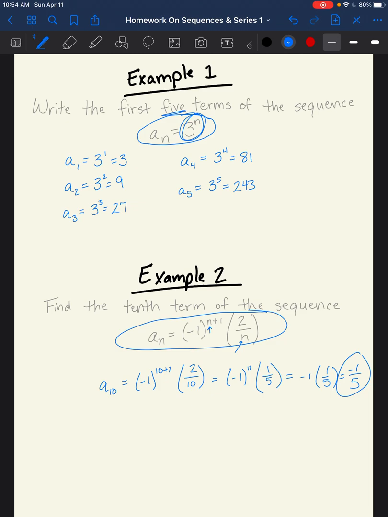Now, hopefully this helps get across the idea of an explicit definition. Notice again that each formula has n as its only variable.